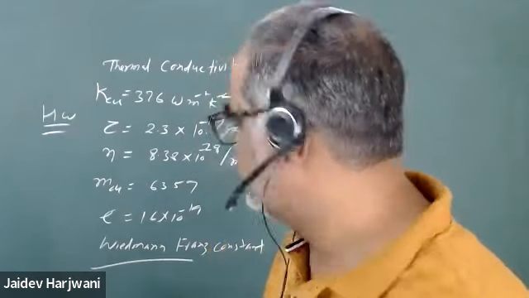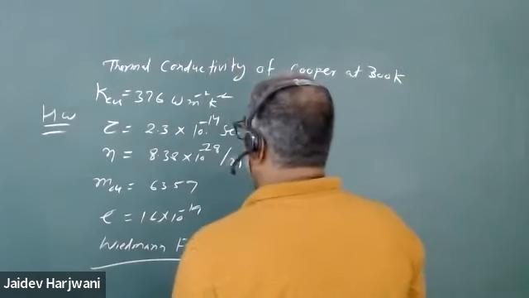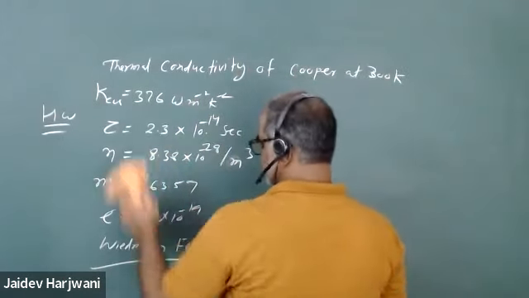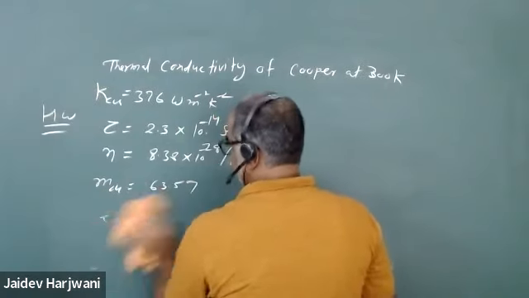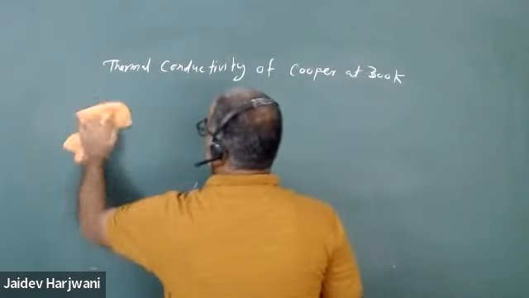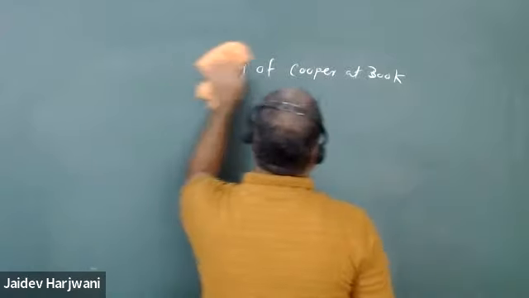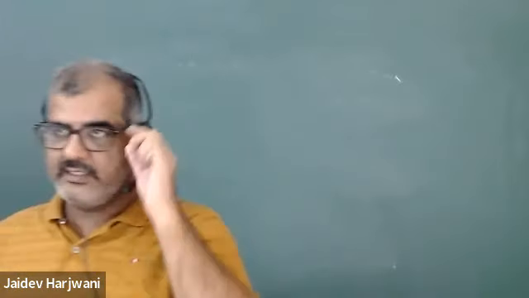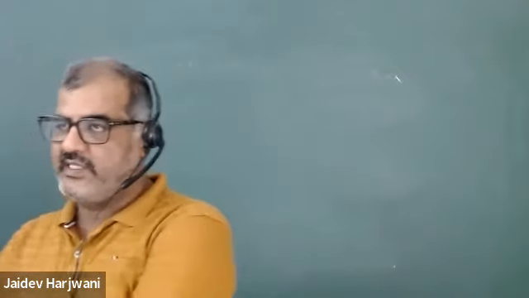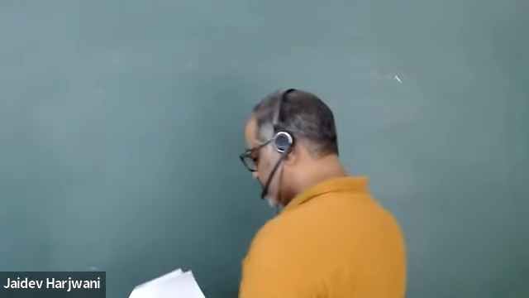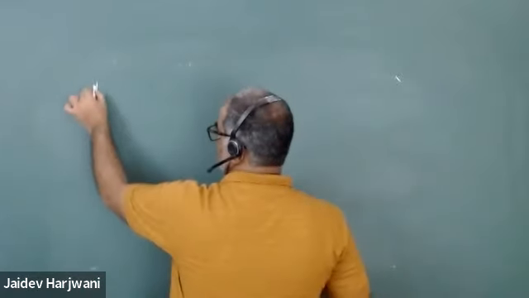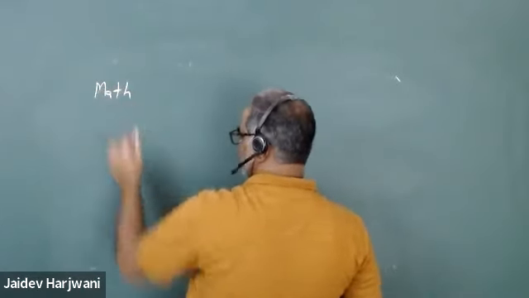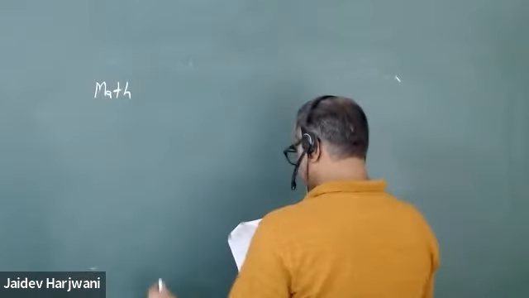I am erasing this one. Now I have given you all the data. You can calculate electrical conductivity and thermal conductivity easily with this data, and you can find out what the coefficient is. Now one more topic was remaining. This was Matthiessen's rule.